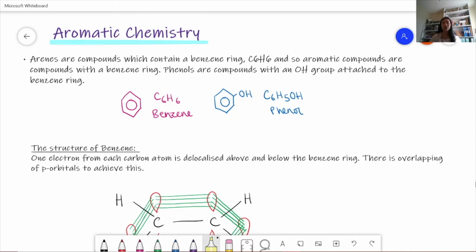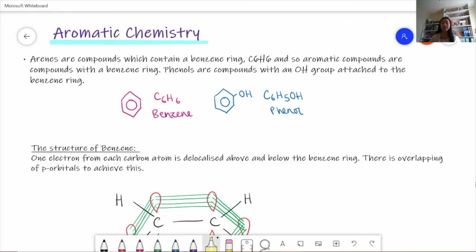So now I'm going to introduce aromatic chemistry. Arenes are compounds which contain a benzene ring, which is C6H6. Aromatic compounds are compounds with this benzene ring. Phenols are a type of these compounds, and they're actually a benzene ring with an OH group attached. So here we have the skeletal formulas of benzene and phenol.